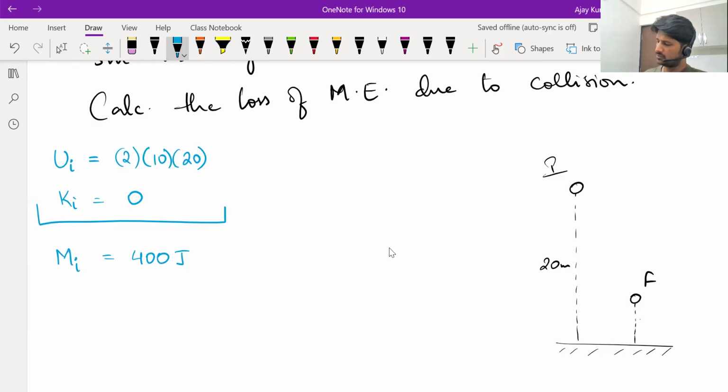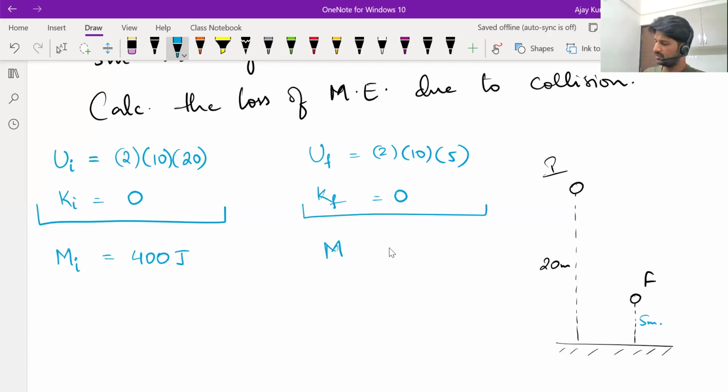Finally, it only manages to rise to a height of 5 meters. Then the final potential energy is mgh. Final kinetic energy is again 0. At that level, when it rises to the maximum height, it stops. Kinetic energy becomes 0. So final mechanical energy becomes 2 into 10 into 5, which is only 100 joules. Therefore, the loss of mechanical energy is 300 joules. Loss is initial minus final. That is 300 joules is what it is losing. And all that loss would have happened due to collision itself.